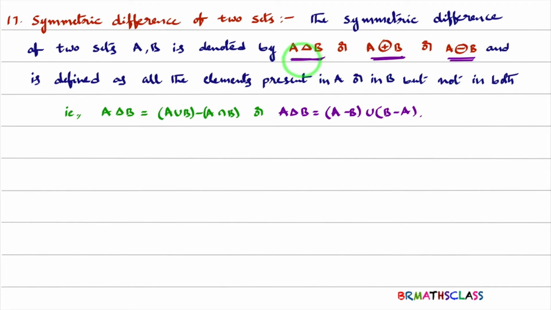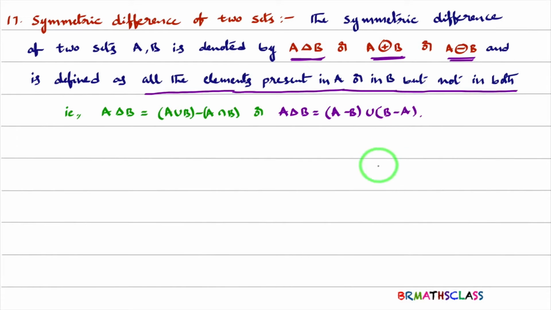And how is the symmetric difference of two sets defined? It is defined as all the elements which are present in A or in B but not in both. Try to understand this carefully. All the elements which are present in A or present in B but not in both.